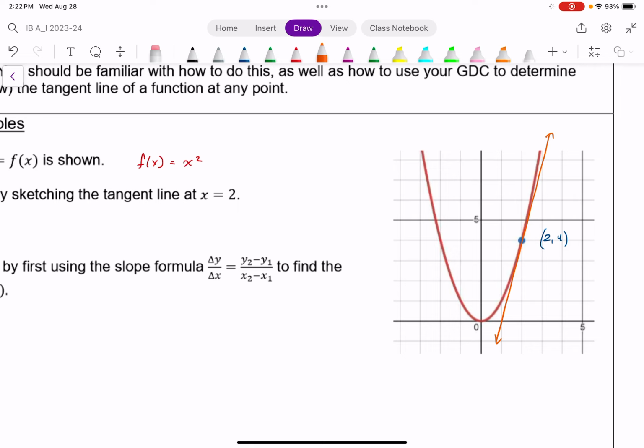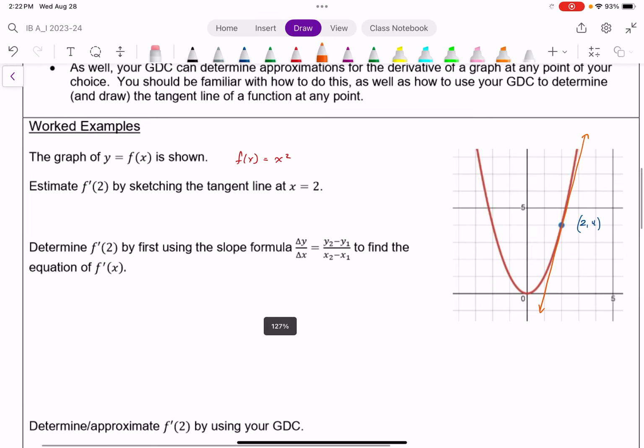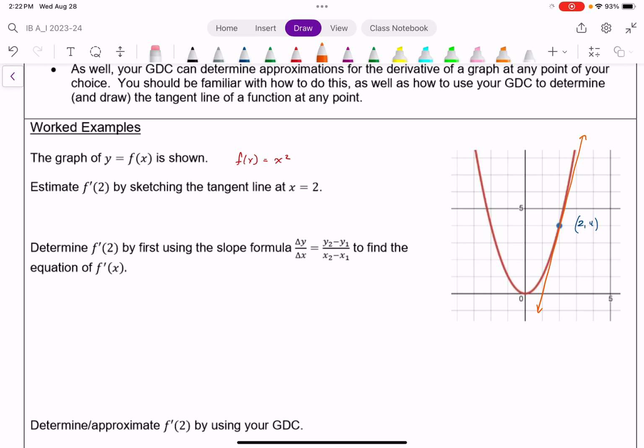Well, the slope of that line represents the derivative of this function at that point. And if you look right here, I want to estimate that f with an apostrophe. We pronounce that the derivative of f, or we can say f prime, but that apostrophe there represents not the function at 2, but the slope of the function when x equals 2. The derivative of the function, or the gradient of the function when x equals 2.